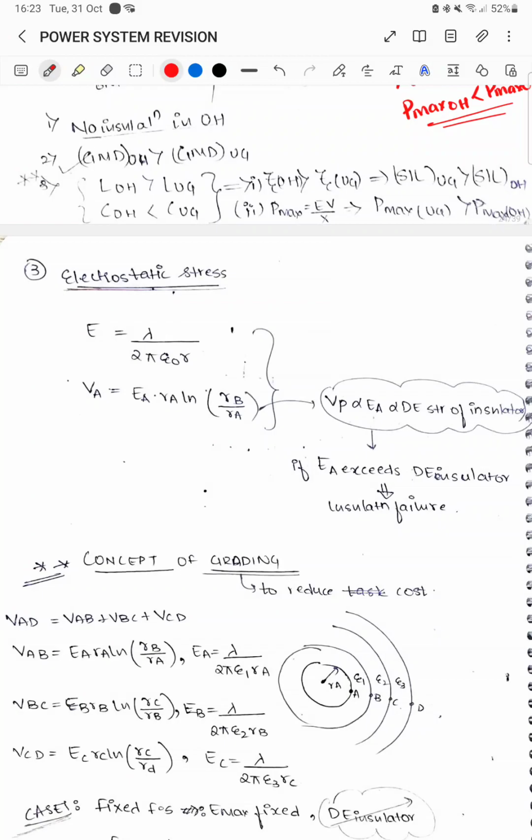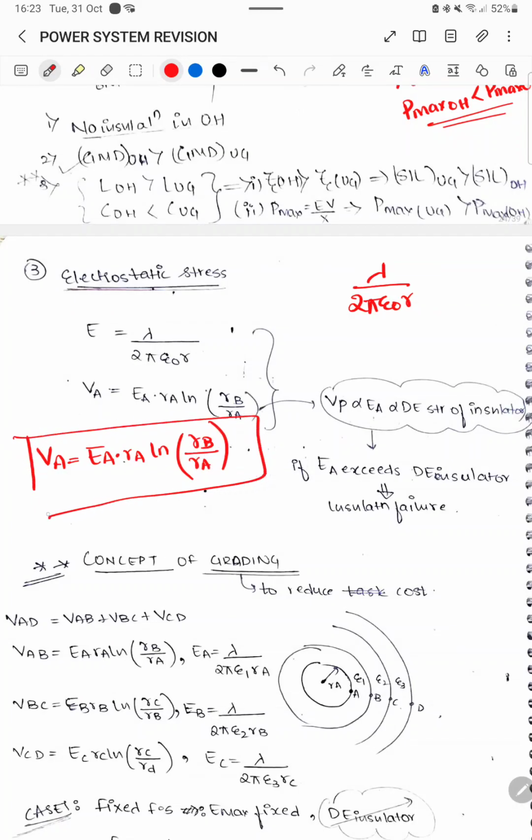Now moving to concept number 3, that is electrostatic stress. So electrostatic stress E is given by lambda upon 2 pi epsilon naught R, and V at a point can be written as electrostatic stress at a point Ea times Ra ln Rb upon Ra. Okay, so one can see that if V increases, Ea will increase, and Ea is directly proportional to dielectric strength. So if Ea surpasses the dielectric strength of a material, that will cause insulation breakdown, insulation failure.